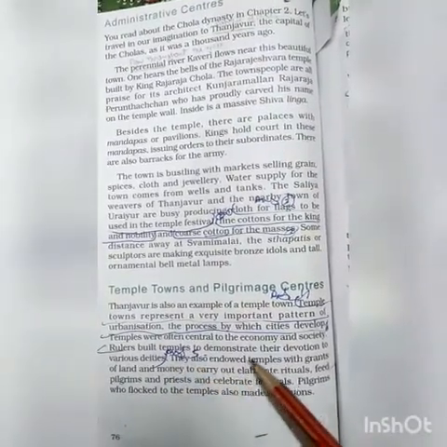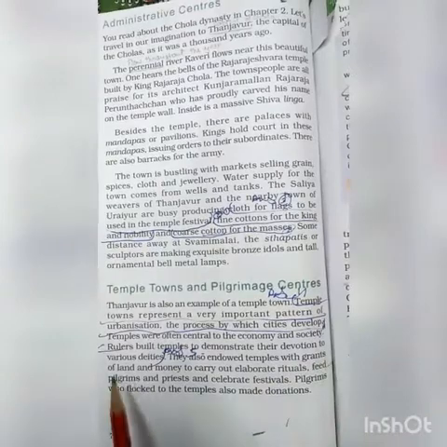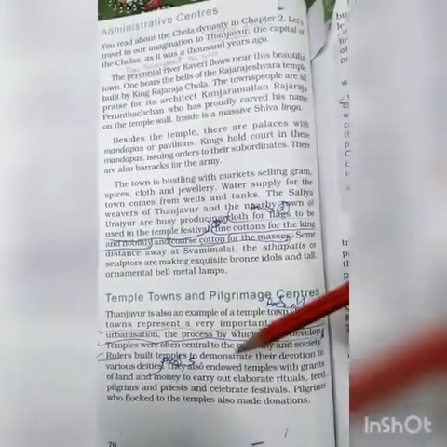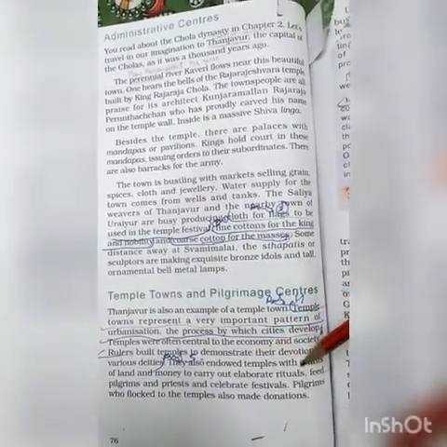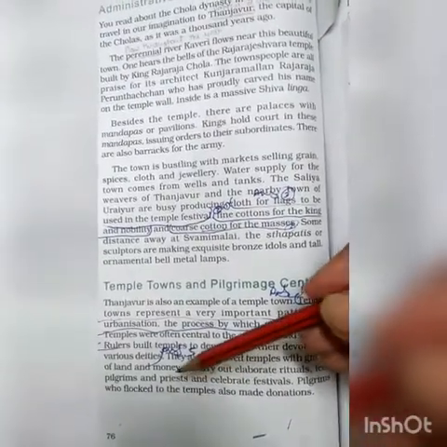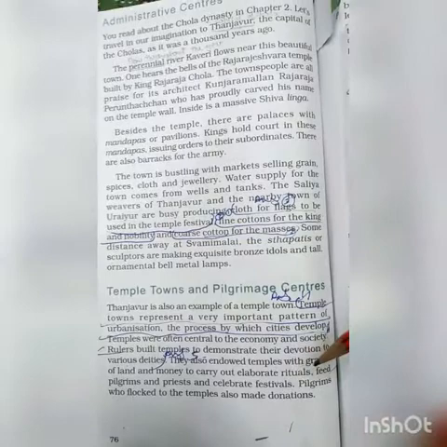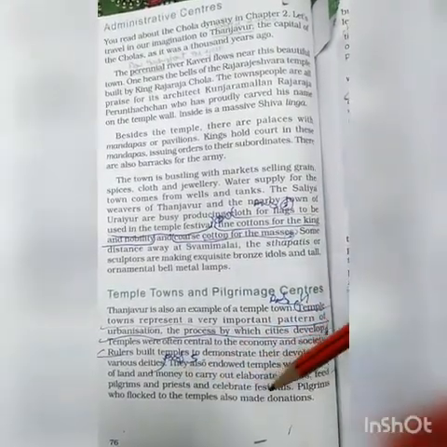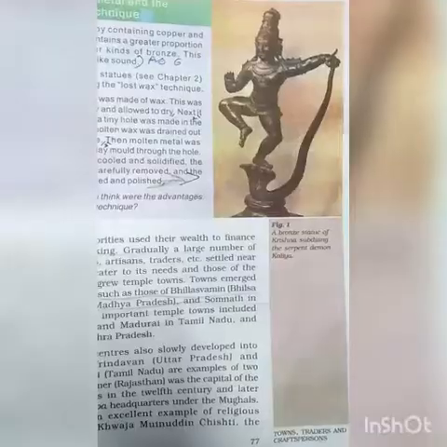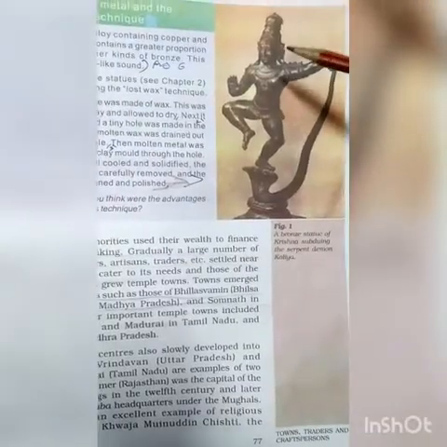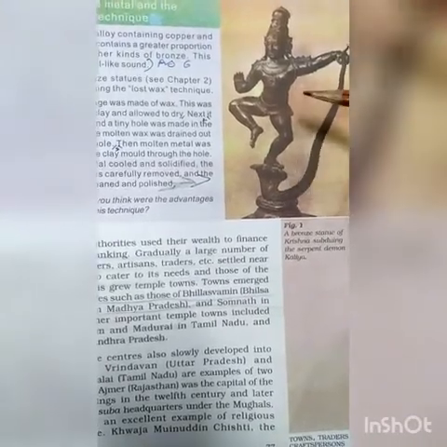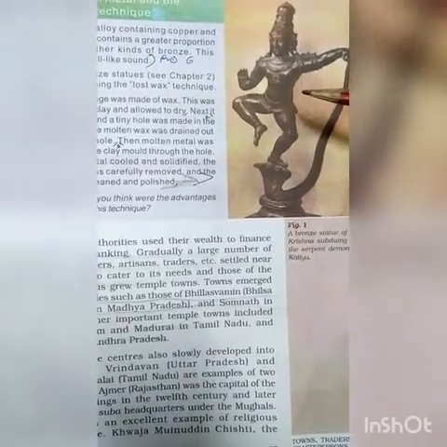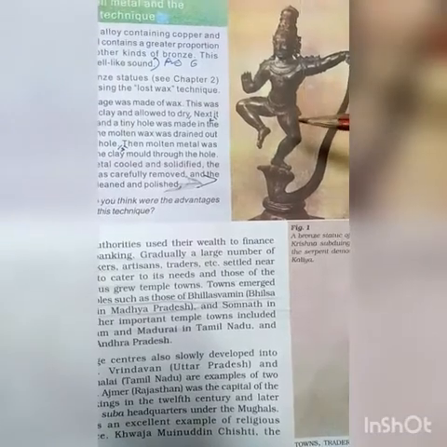They also endowed temples with grants of land and money to carry out elaborate rituals, feed pilgrims and priests, and celebrate festivals. Pilgrims who flocked to the temples also made donations. Have a look at this statue, which is made of bronze, an alloy of copper and tin.